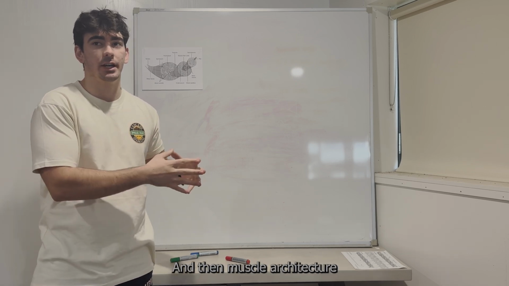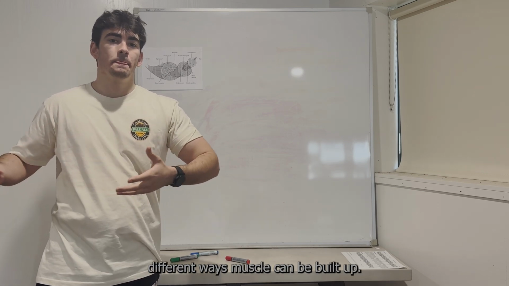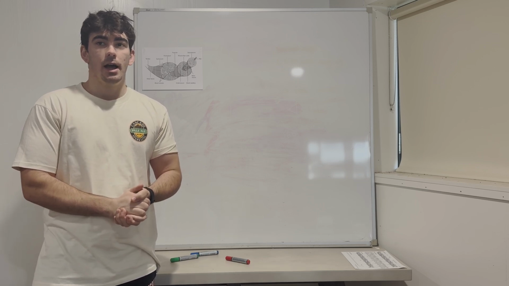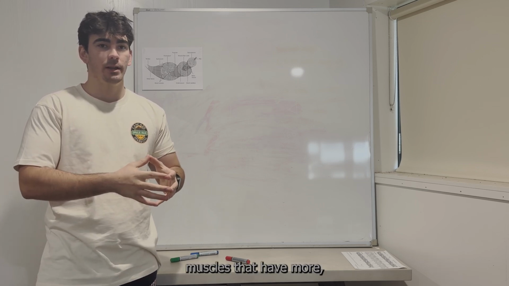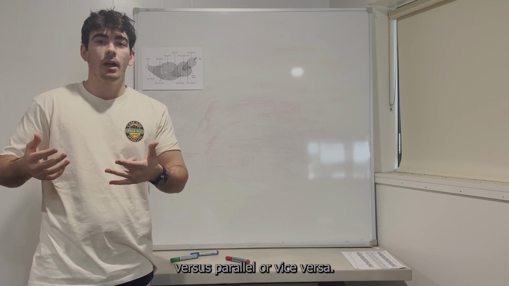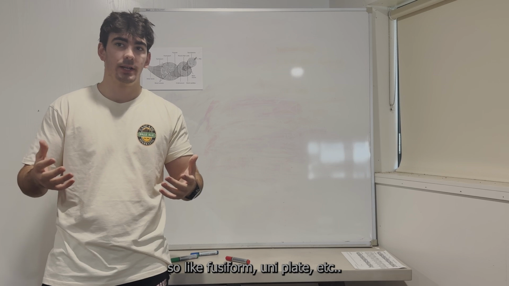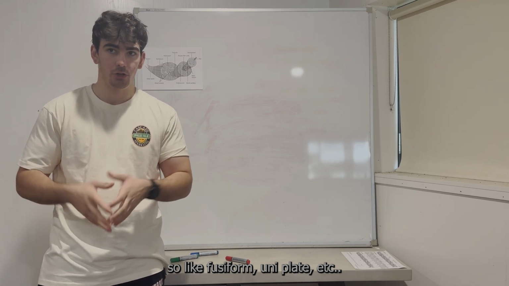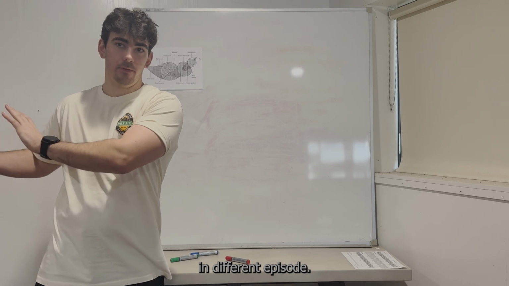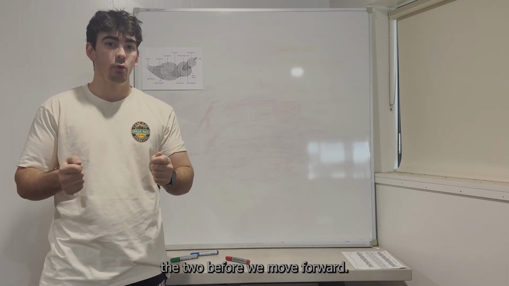And then muscle architecture is more going to be about different ways muscle can be built up. So in that episode, we're probably going to be talking about muscles that have more sarcomeres in series versus parallel, or vice versa. And then maybe different types of muscle architecture, like fusiform, unipennate, etc. So we'll get to that in a different episode. Just wanted to clearly differentiate the two before we move forward.